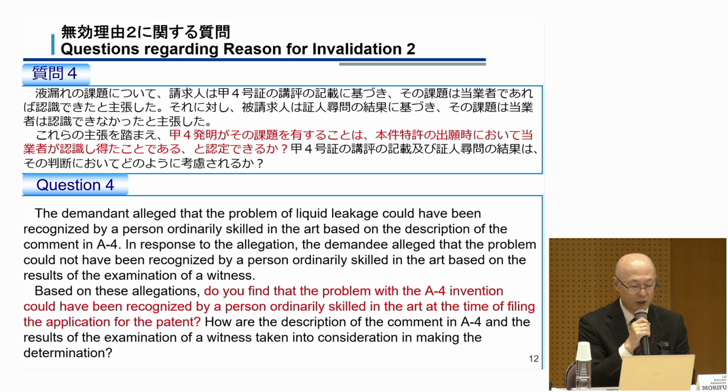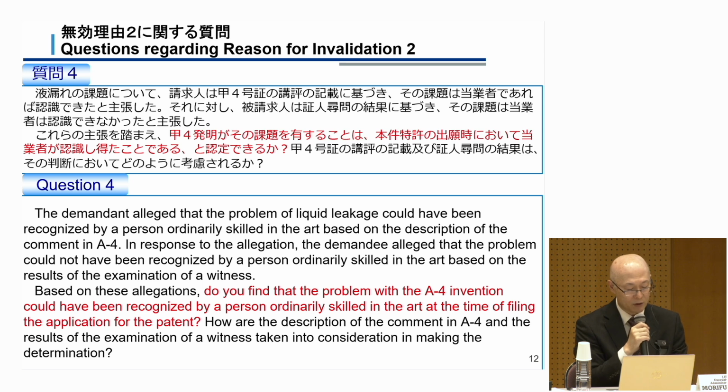Let's say a person ordinarily skilled in the art read this when inventing A4 invention: even with the flap closed, when the container is tilted, liquid sometimes leaked from the through hole. It is natural for such person to understand this way. In this case, how a person ordinarily skilled in the art who read A4 description recognized the storage container S problem will be the key point. So how inventor A who invented storage container S recognized it is not directly relevant. Therefore, the result of witness examination will not be considered in the recognition of the problem.